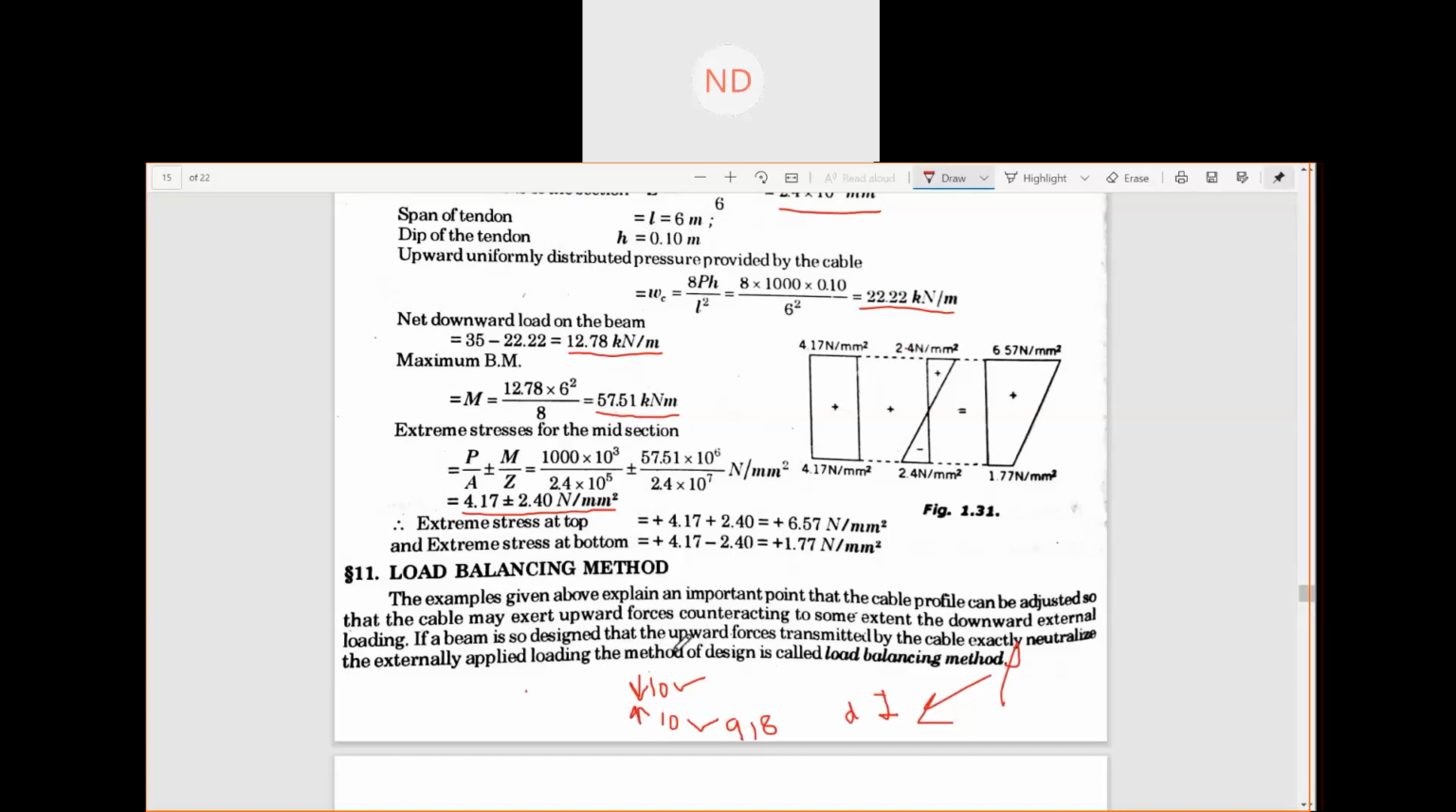But when we need to neutralize, see here in this particular question, it is mentioned: determine the profile of a load balancing cable for a beam of span 6 meter carrying a live load of 40 kilonewton per meter. The pre-stressing force in the tendon is 1200 kilonewton. The beam section is 400 mm by 600 mm.